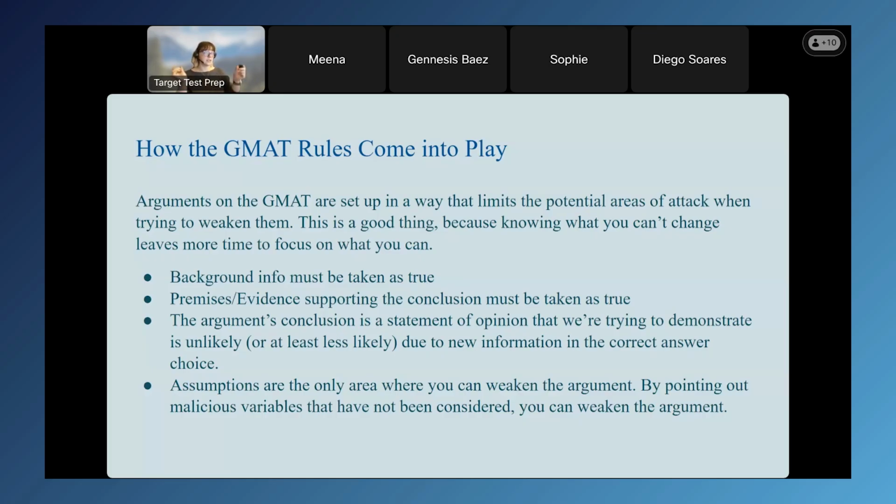And assumptions, which is the gap between conclusions and supporting evidence, those are the only area where we are able to weaken arguments. So everything that's written down, we can't really argue with. We can't say that anything that's written is less likely, but there are going to be these assumptions between what the author uses to support their conclusion and their conclusion. And the unwritten assumptions that exist in that space are where we can weaken an argument by pointing out malicious variables, which are variables that the author failed to address in the argument.